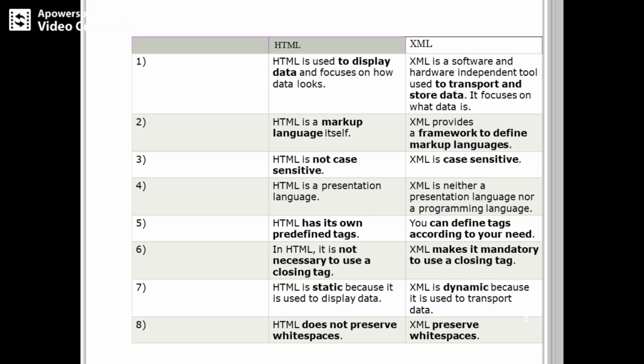HTML is static because it basically defines the structure of the document, whereas XML is dynamic because it is used to transport data, carry the values of the data, and represent and give them to the end user. HTML does not preserve white spaces, whereas XML preserves white spaces. So these are some of the differences between HTML and XML.